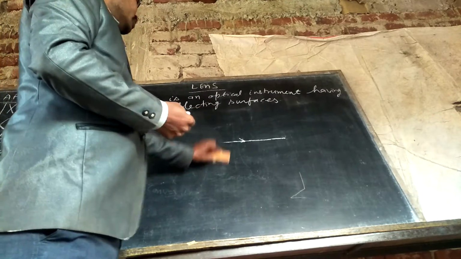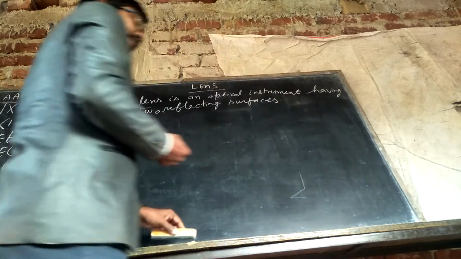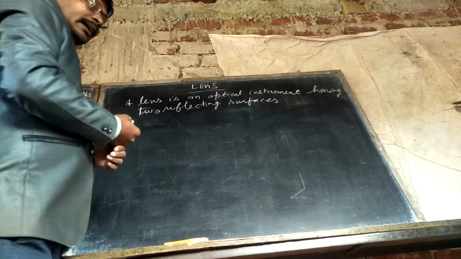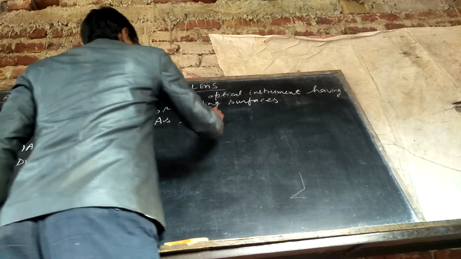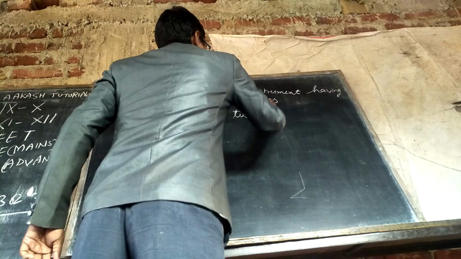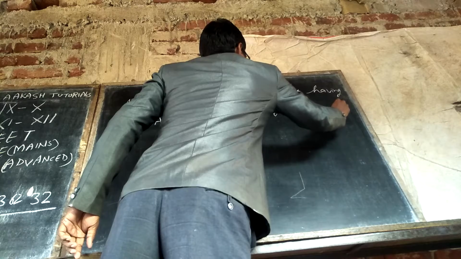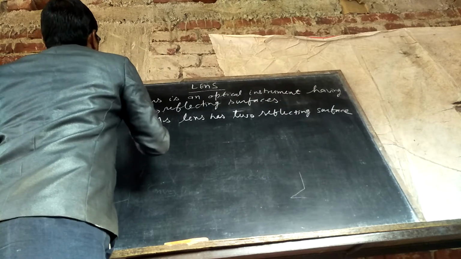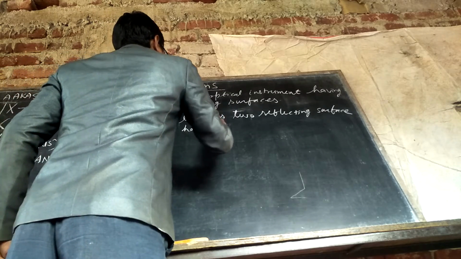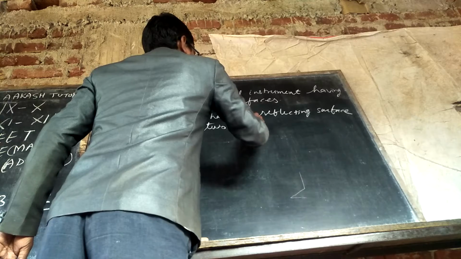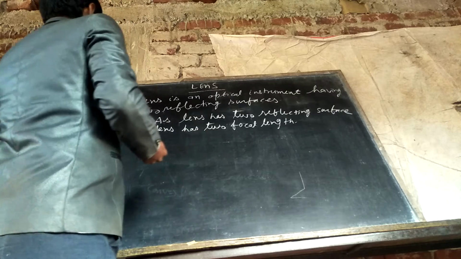It is an important question for class 10th level: why does a lens have two focal lengths? The simple answer is that as a lens has two reflecting surfaces, a lens has two focal lengths, one to the left and another to the right.